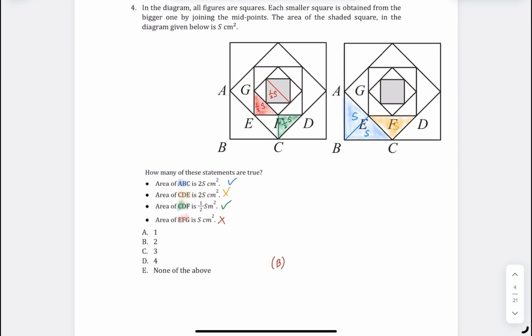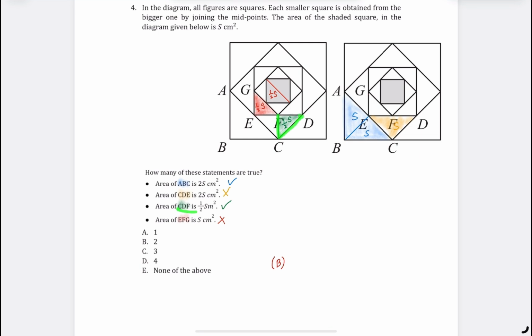Alright, question number 4. There are two diagrams, or there is only one diagram. The area of this small one is S. How many statements of these 4 are true? I duplicate the diagram so it will be easier for us to see. ABC is 2S. ABC is this big. For this question, probably I'll start from the bottom. Let's talk about EFG first. EFG is similar to this shape, or I may say congruent to this shape. So this shape is half of S, so that means EFG will be half S. So the first statement is wrong.